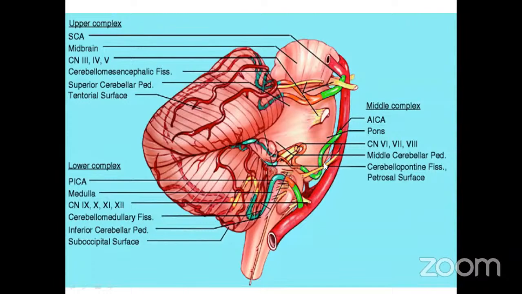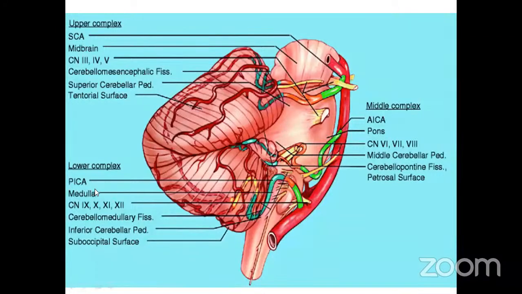The important structure is the middle cerebellar peduncle, and here there is one fissure between the cerebellum and pons. This is the cerebellopontine fissure, and it includes the petrosal surface of the cerebellum. This is the petrosal surface.